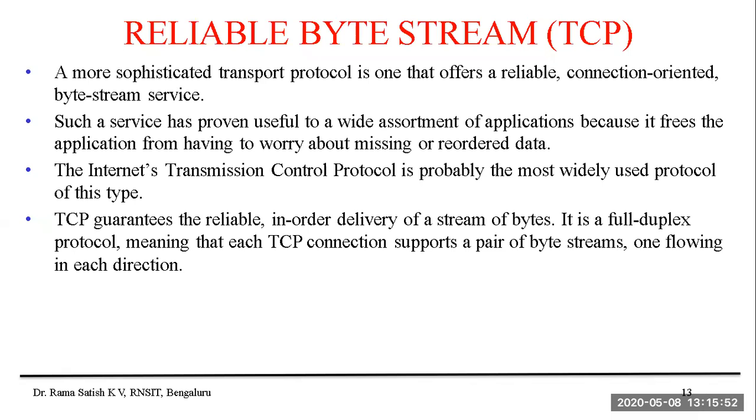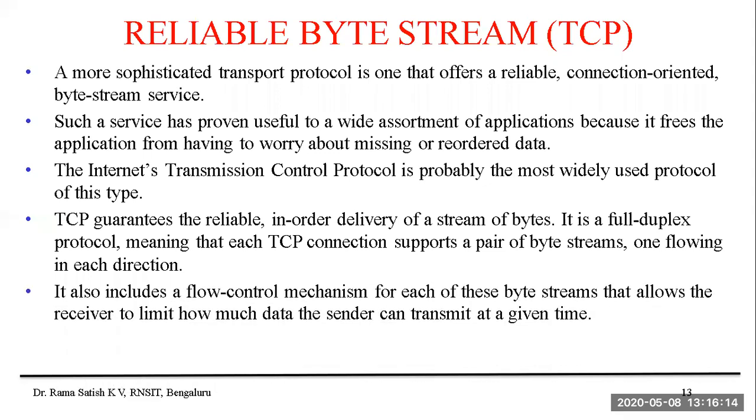And it is a full duplex protocol, which means that each TCP connection supports a pair of byte streams, one flowing in each direction. Full duplex in the sense that simultaneously, on one side you can send the packet, and on the other side you can receive the acknowledgement. So both-way transmission happens. That is one very important thing that you should understand.